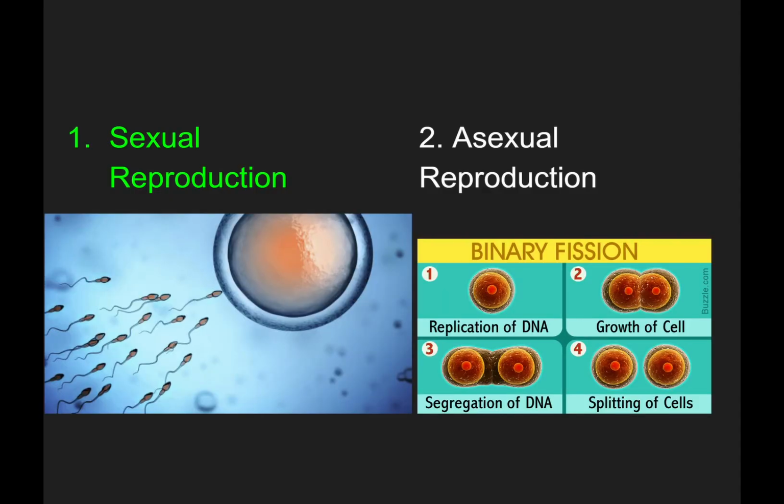So moving forward, we've focused a lot on asexual reproduction the past 2 to 3 lessons. Now we're going to focus solely on sexual reproduction. So things you're familiar with is when the sperm meets the egg and creates a baby. So again, sexual reproduction requires 2 people, whilst asexual requires only 1.